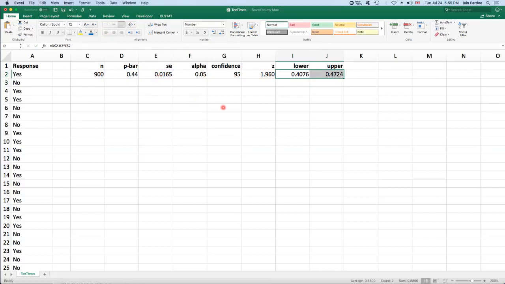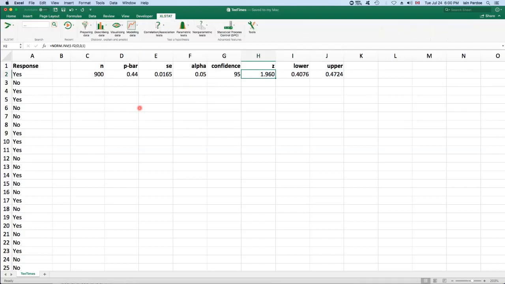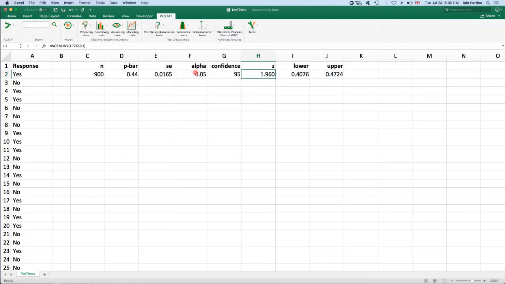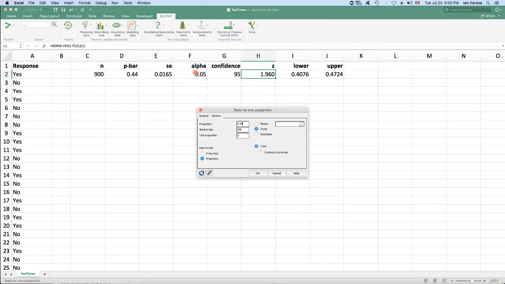So again, I recommend calculating this the long way, using the formula like this. Make sure that you understand what's going on. Once you understand what's going on, it's quicker to use XLSTAT to calculate the interval for you. So we'll do a parametric test for one proportion.